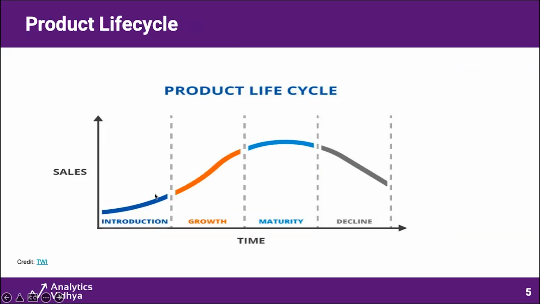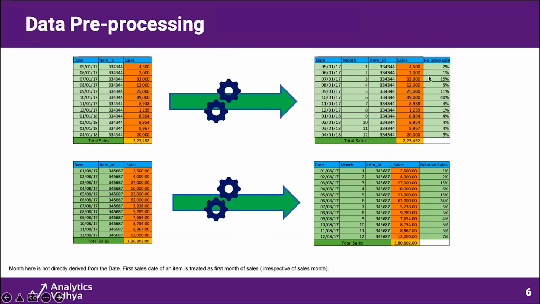To understand that and compare different item IDs, if we take a percentage, it will give a good picture compared to the absolute value, because the absolute value will go much higher and the comparison will not be that easy to do. For that reason I have taken relative sales. How is that calculated? You take this sales value, that is 4500, and then divide that by the total sales.